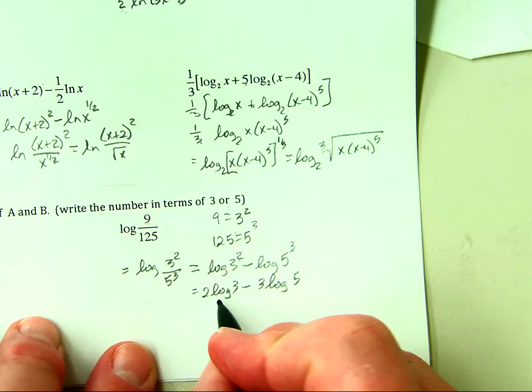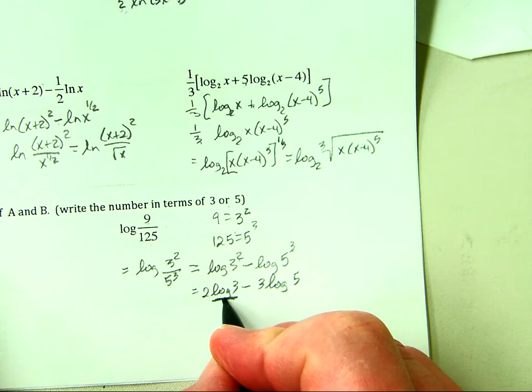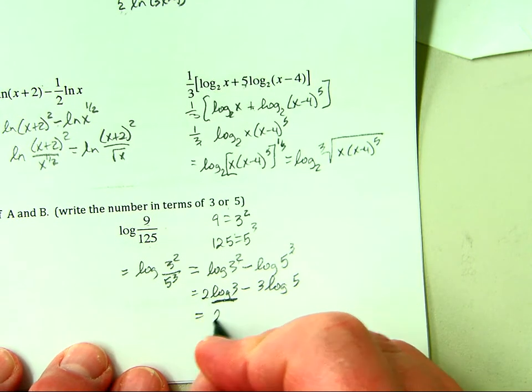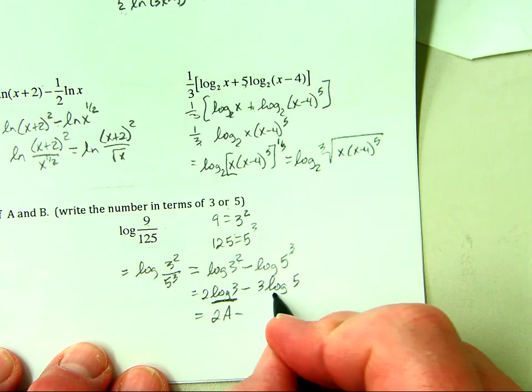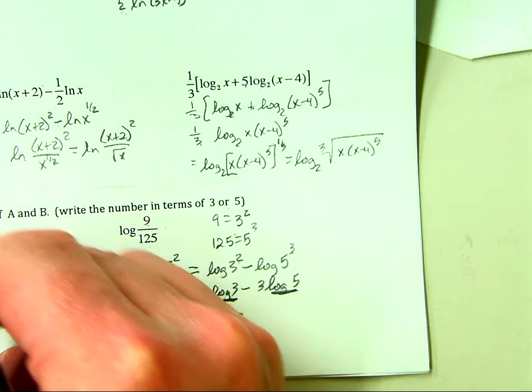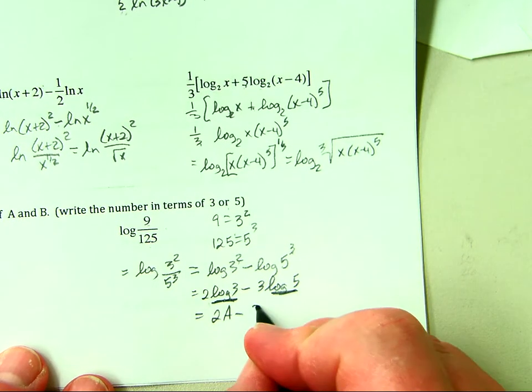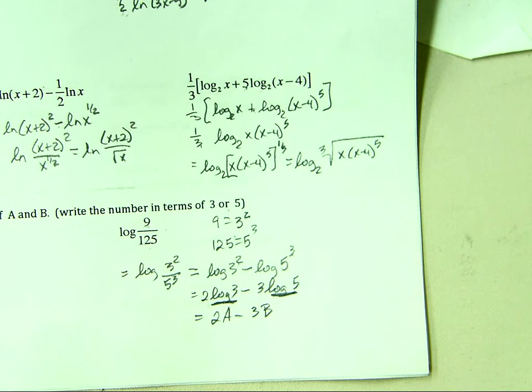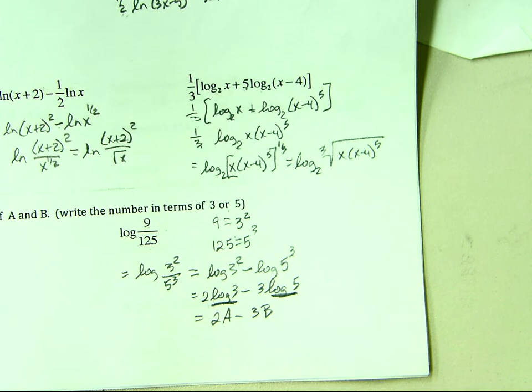Well, now we have the log of 3. We know the log of 3 is a, so that's 2a. Here we have the log of 5. We know the log of 5 is b, so that's minus 3b. We wrote it in terms of a and b, and we're done. So first you need to break it down into these two logs that we know, and then substitute in. So you need to break it all the way down.